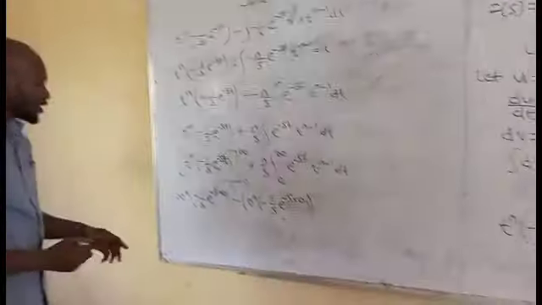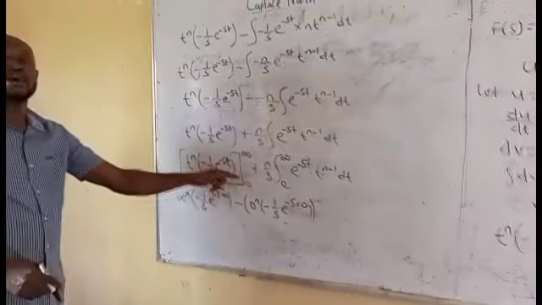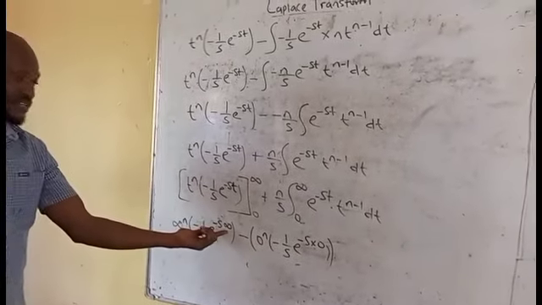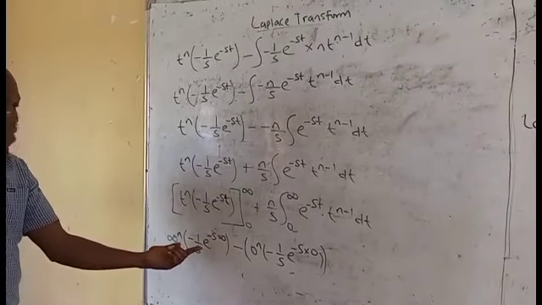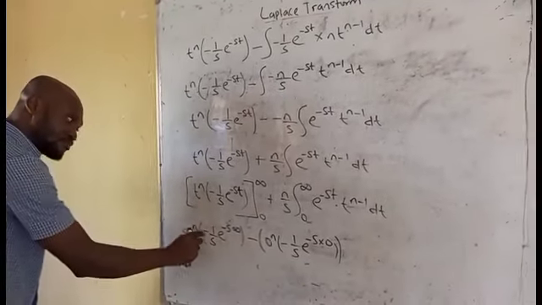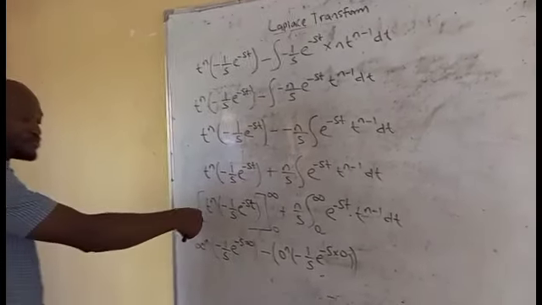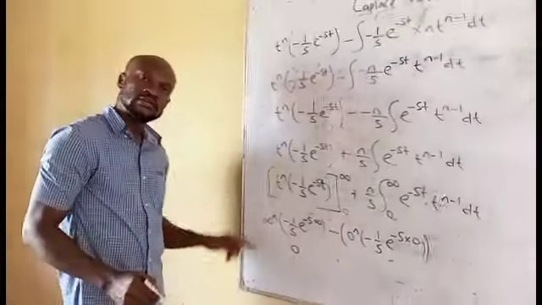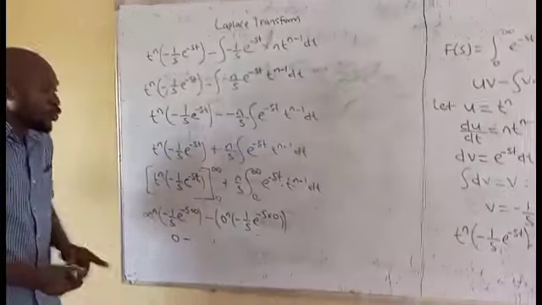So now this is upper limit minus lower limit. I told you that if you have an exponential carrying an infinity symbol, that is exponential raised to the power of infinity, we give you 0. So that 0 times minus 1 over x will give you 0. And that same 0 multiplied by this exponential raised to the power of n still gives you 0. So our upper limit now becomes 0. So now minus the lower limit.